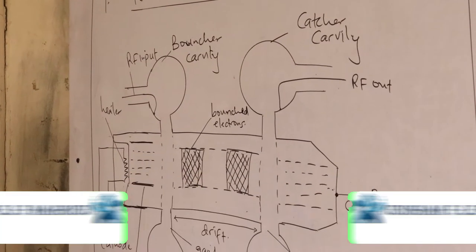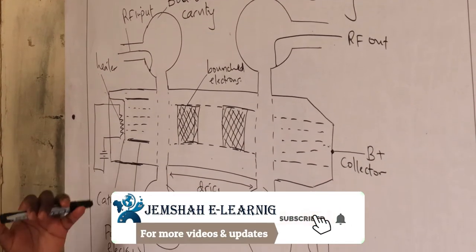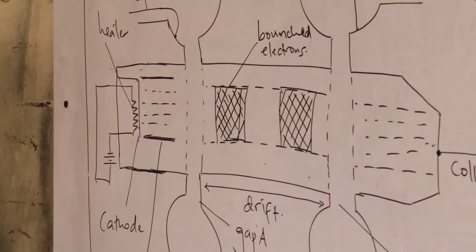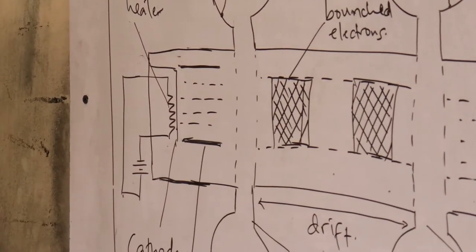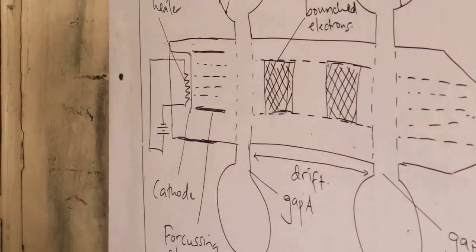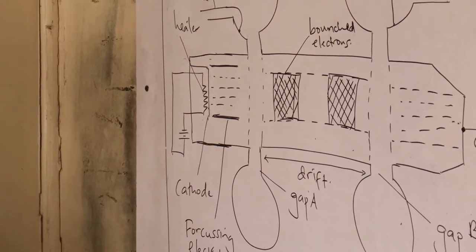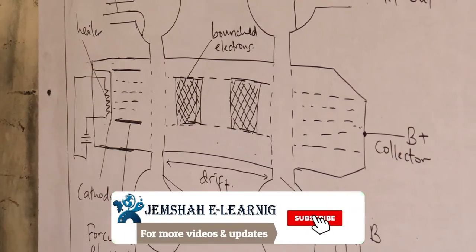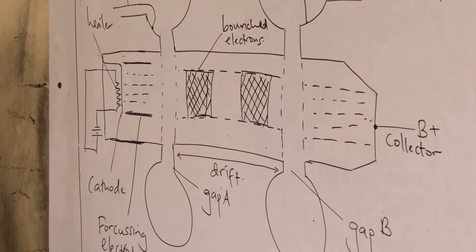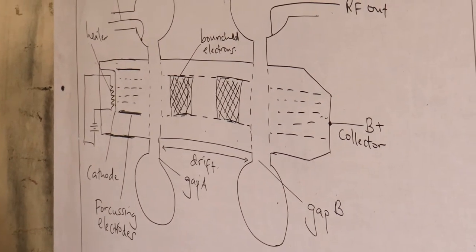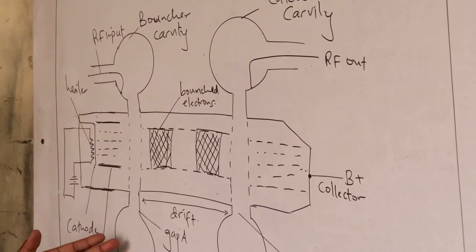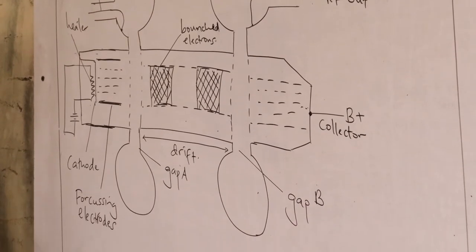When you look at this diagram, from the left-hand side we're going to have what we refer to as the heater and the cathode. Basically, when the heater hits the cathode, we emit electrons, and the electrons are emitted at different energy levels. The electrons are focused using the focusing electrodes towards the B plus terminal. But equally, we have what we refer to as the buncher cavity, where we have the RF input, and the catcher cavity, where we've got the RF output.